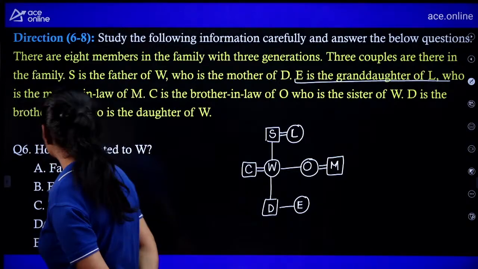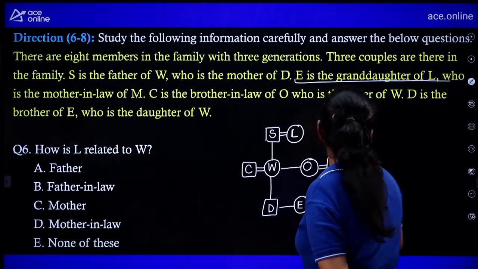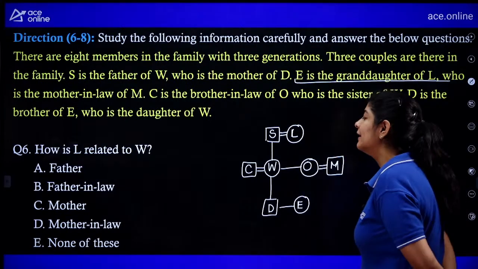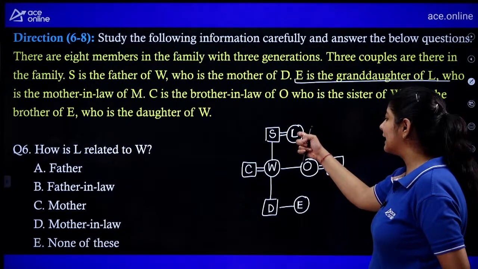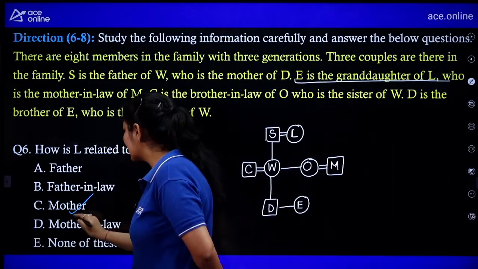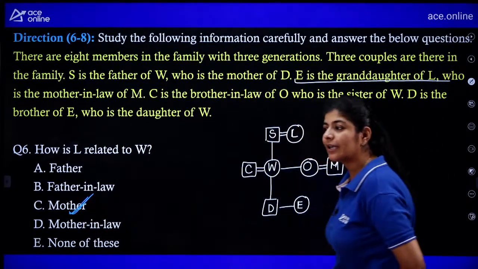Very good, Ragla. Now the question is simple. The question is asking how is L related to W? L is nothing but the mother of W. That means option number C is the correct one.